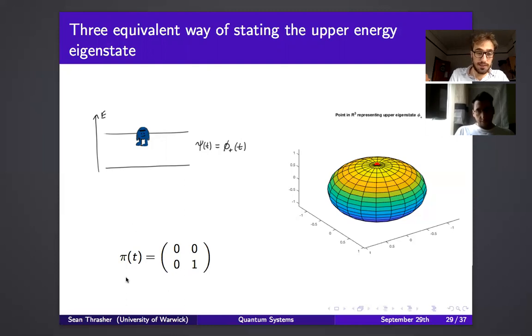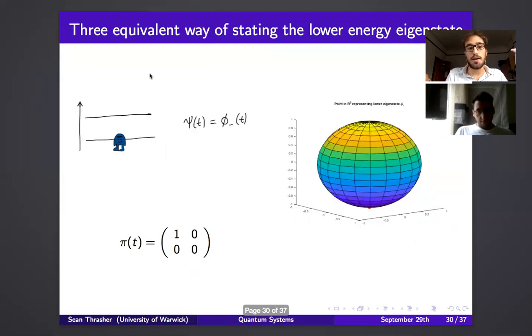Or you can think of it as having this density matrix, or you can represent it by simply this north pole. And likewise, the lower energy state, this density matrix, this wave function, and the south pole. So north pole corresponds to the electron being up here, south pole corresponds to it being down there, but in general it's going to be a mix of the two. So you're going to find yourself somewhere on this sphere.